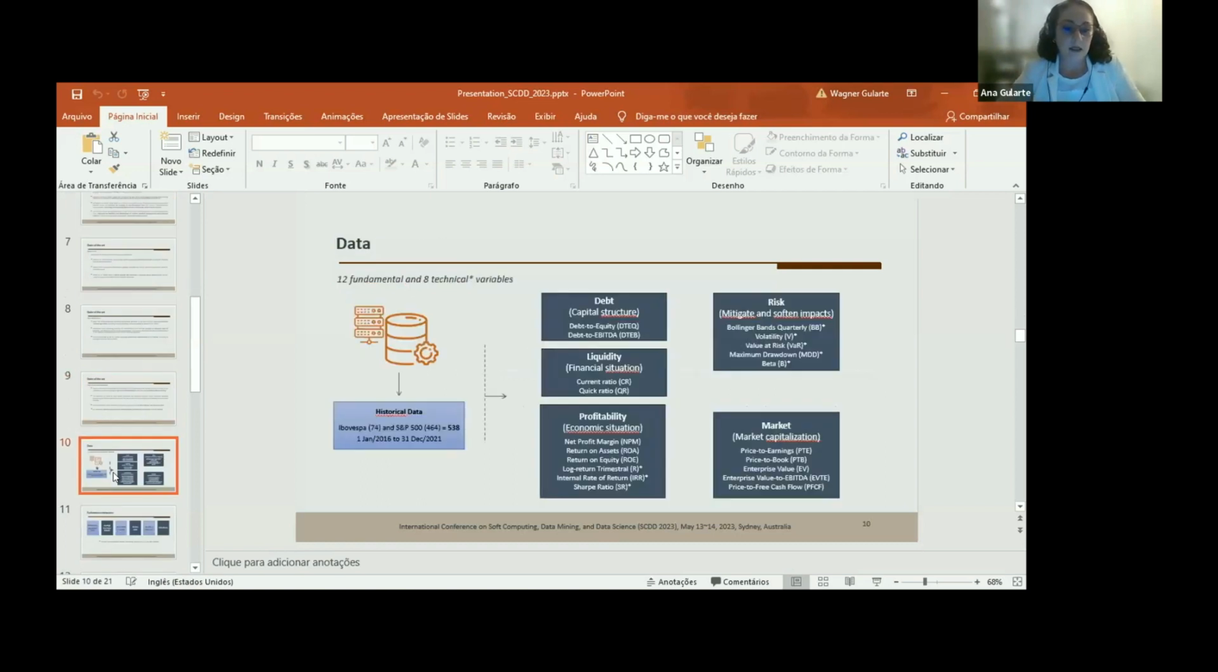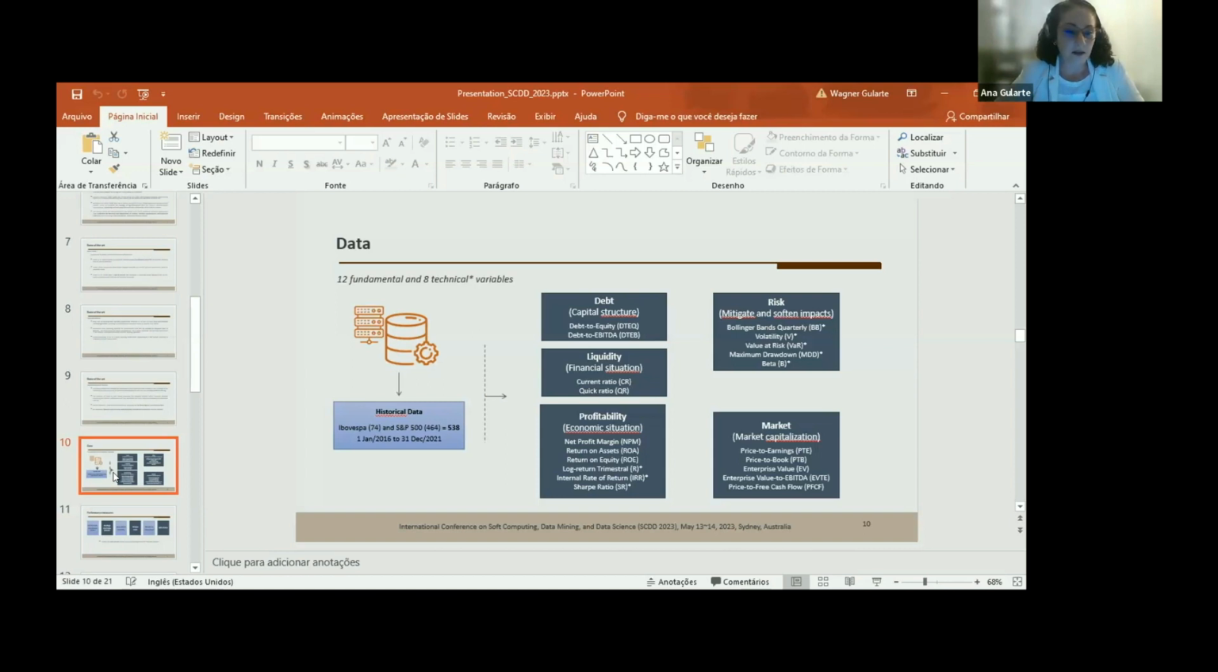The data consists of 12 fundamental and 8 technical indicators calculated from the information in the company's financial statements and daily closing asset prices of companies, with historical data for 74 Ibovespa stocks and 464 stocks from the Standard & Poor's 500 index. The time chosen was from January 1st, 2016 to December 31st, 2021.